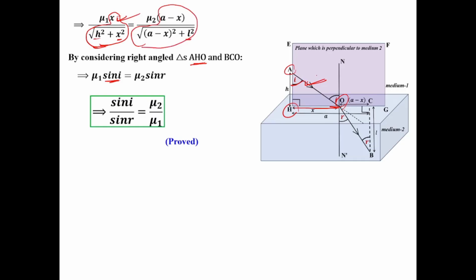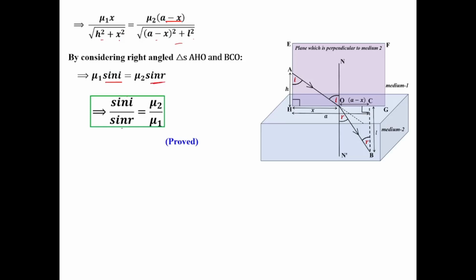Now for the other term, a minus x by the square root of a minus x square plus l square, I search for the trigonometric function in this figure. This is the right angle triangle with the 90 degree. A minus x is this height, and the diagonal, the square root of a minus x square plus l square, is nothing but OB. That means this is sin r. So x by the square root of h square plus x square is sin i, and a minus x by the square root of a minus x square plus l square is sin r.